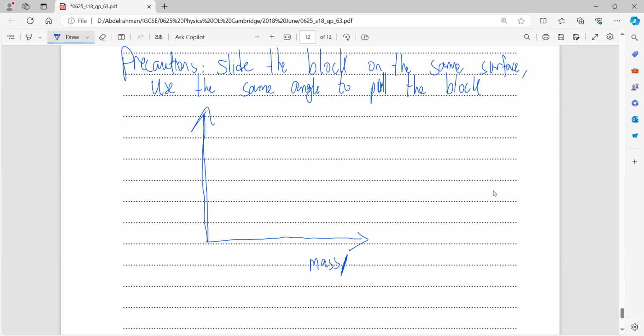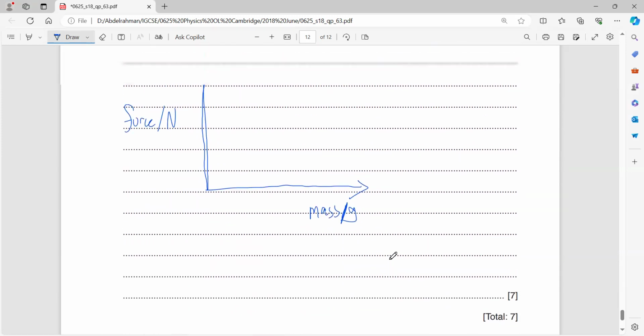What's the unit of the mass? Grams. And on the y-axis, put the force. The unit of the force is newtons. In newtons. That's it. Should I draw the graph? No, I shouldn't draw the graph. But this graph would be directly proportional. It would be directly proportional. But you're not required to draw this graph. That's it. We're done with the question.